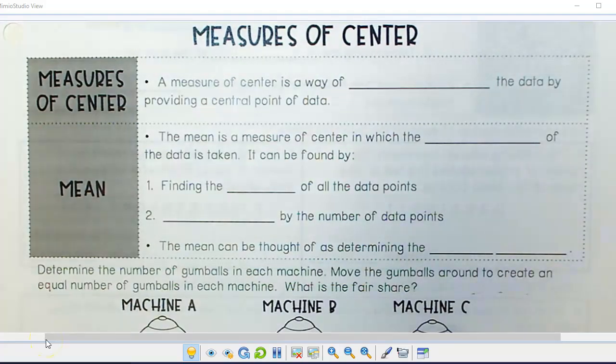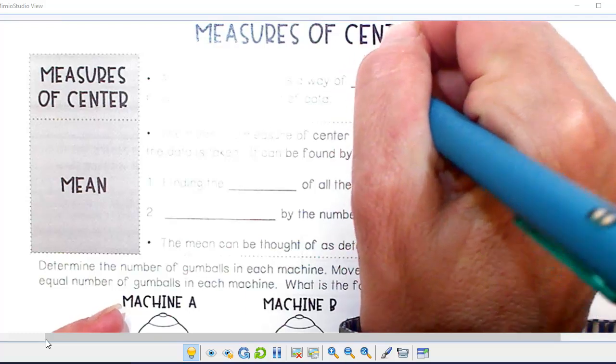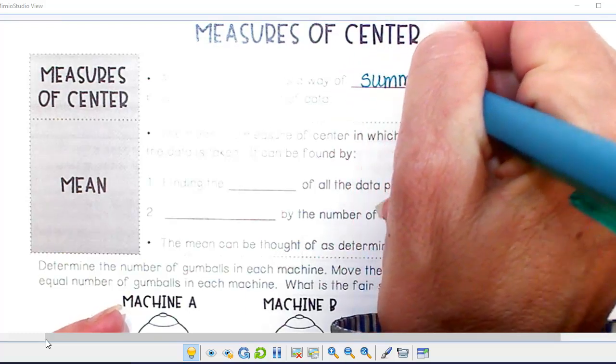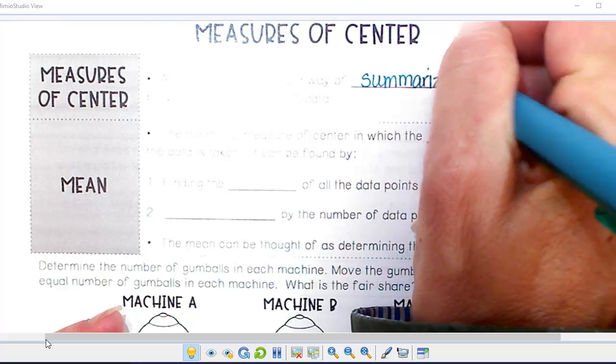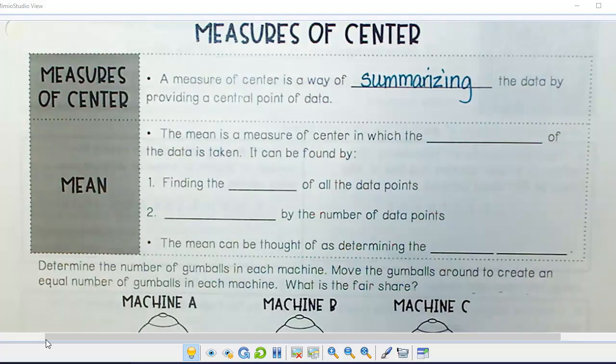Okay, so these are called measures of center. It's kind of like take a bunch of numbers from a set of data and try to find the stuff that's in the middle, okay? And there's a couple different ways you can do that. So the first way, a measure of center is a way of summarizing the data by providing a central point of data. The mean is a measure of center in which the average of the data is taken.